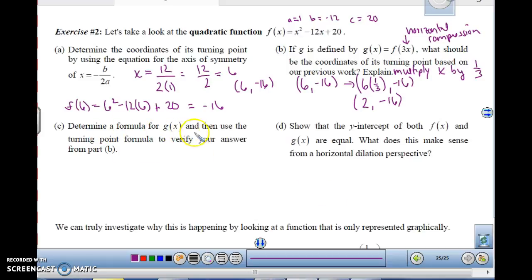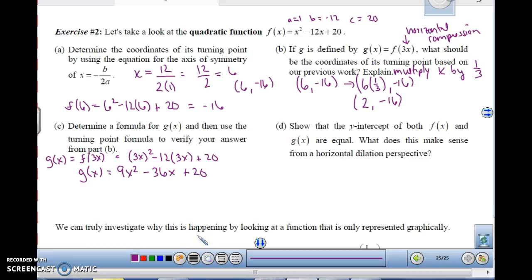Now, determine a formula for g of x, and then use the turning point formula to verify your answer from part B. Let's make sure we're right. Well, remember that g of x is equal to f of 3x. So that means we take 3x and plug it into the formula. So (3x) quantity squared, minus 12 times 3x, plus 20. Now be very careful. What's (3x) quantity squared? (3x) quantity squared is 3x times 3x, which is 9x squared. 12 times 3 is 36x, so 9x squared minus 36x plus 20.